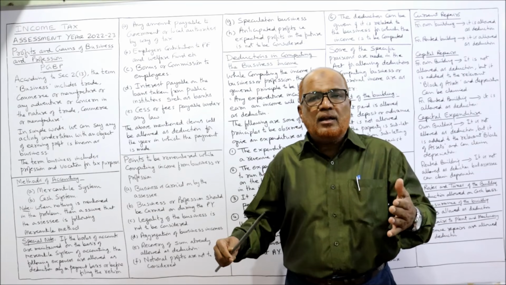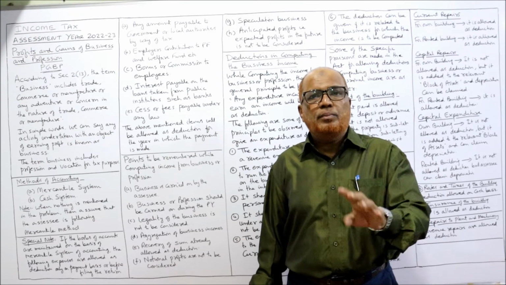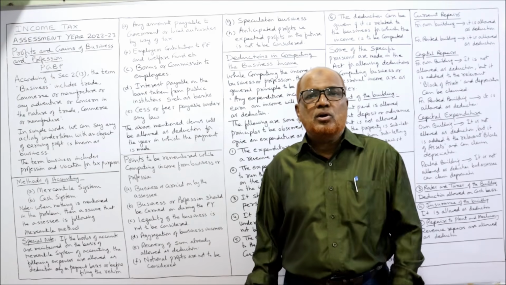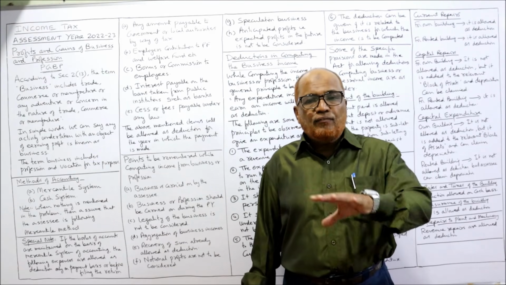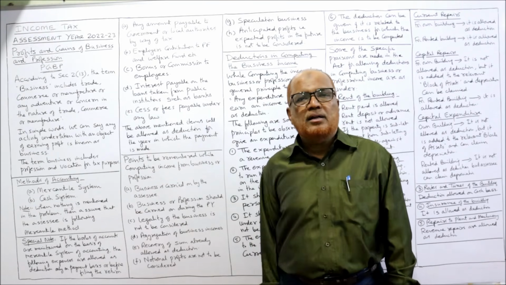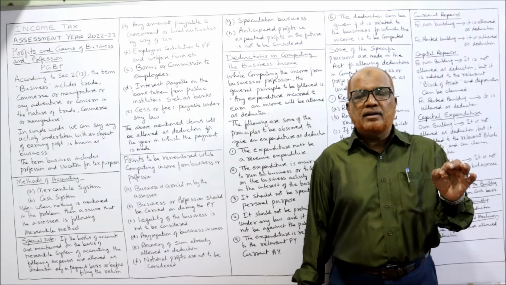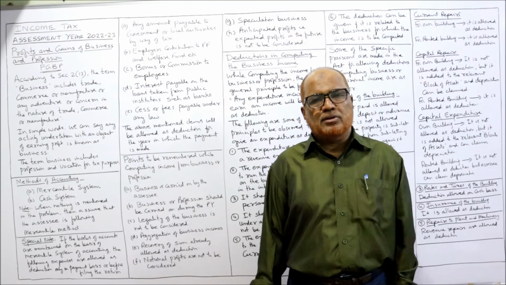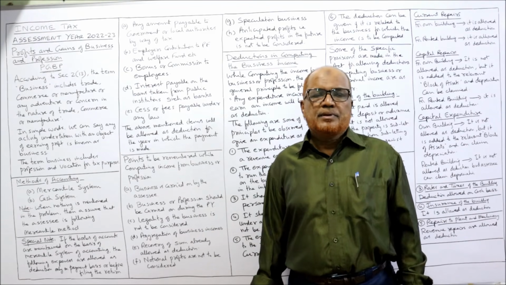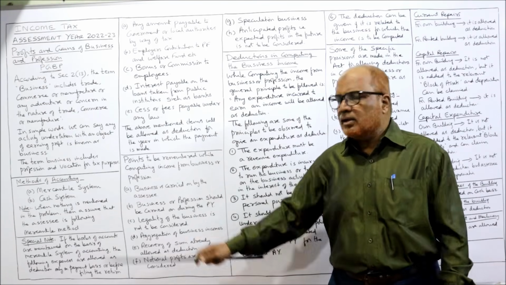That's why all outstanding expenses will be added. If any income is accrued, that will also be added. If expenditure is paid in advance, that should be deducted because not related to current year. So if outstanding and prepaid are adjusted, then it is called mercantile system. The second system of accounting is the cash system, where we simply take into account cash receipt and cash payment. We will not adjust the outstanding or prepaid. Simply, whatever cash is received, that only will take. Whatever cash paid, that only will take. That is called cash system.